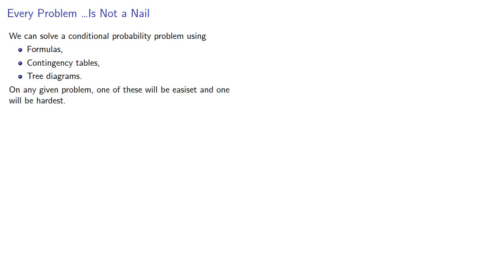We can solve a conditional probability problem using formulas, contingency tables, or tree diagrams. On any given problem, one of these will be easiest and one will be hardest. But which one? Knowing which method is easiest is like your gender.